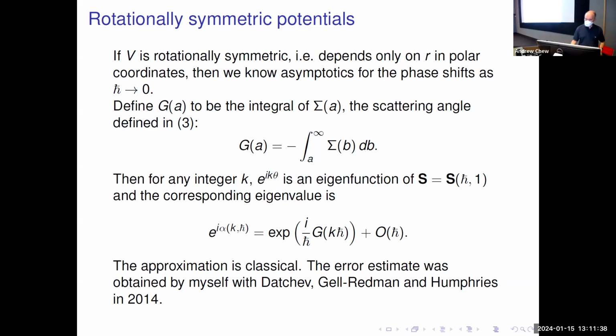The eigenfunctions are just the Fourier basis, and the corresponding eigenvalue we can calculate in the semi-classical limit like this. It's the exponential of i over h bar times g of k h bar. So that's for the eigenfunction e to the i k theta. So k is the Fourier mode. H bar is Planck's constant. Notice this is on the unit circle. So it's e to the i times something real. And then the error is order of h bar.